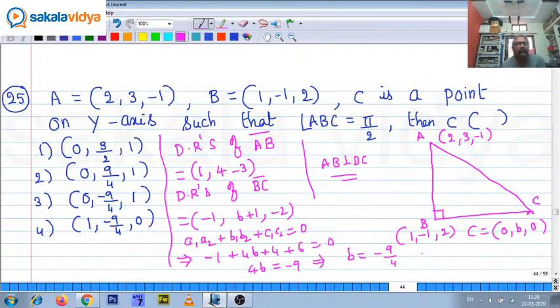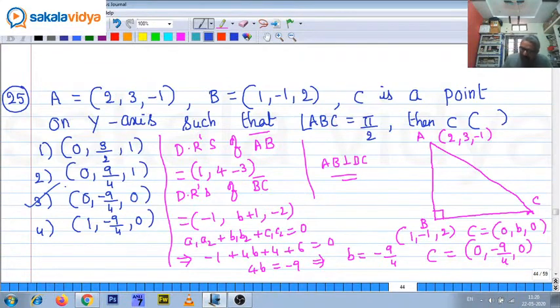The point on the y-axis means the C coordinate will be like this: 0, minus 9 by 4, 0. That means no option is there. Third option we need to change. This should be 0. Sorry, I need to change the color. This is 0. So the third option is the right option.